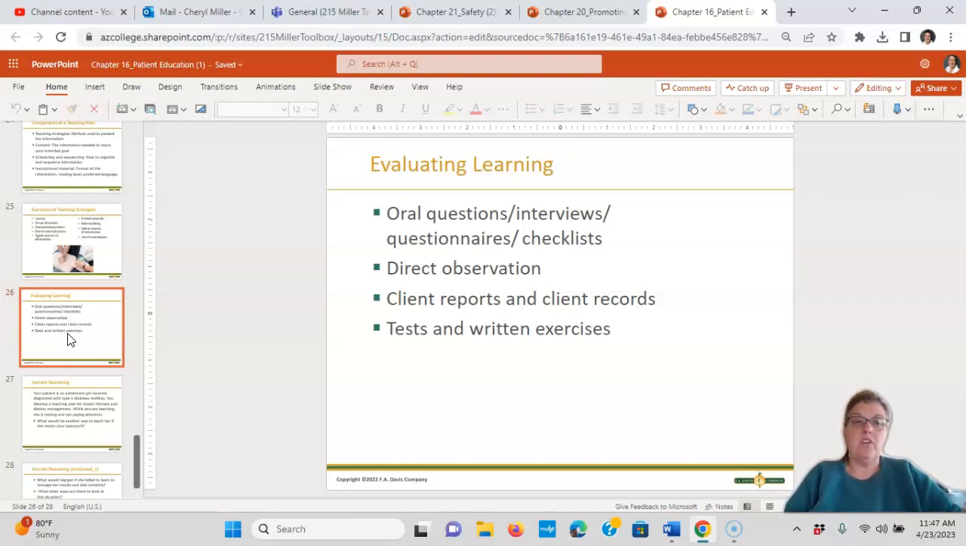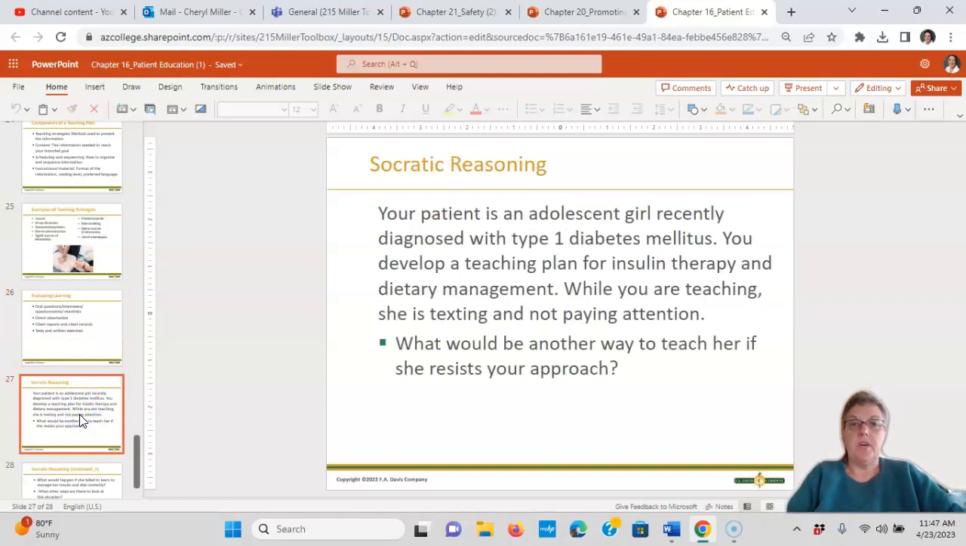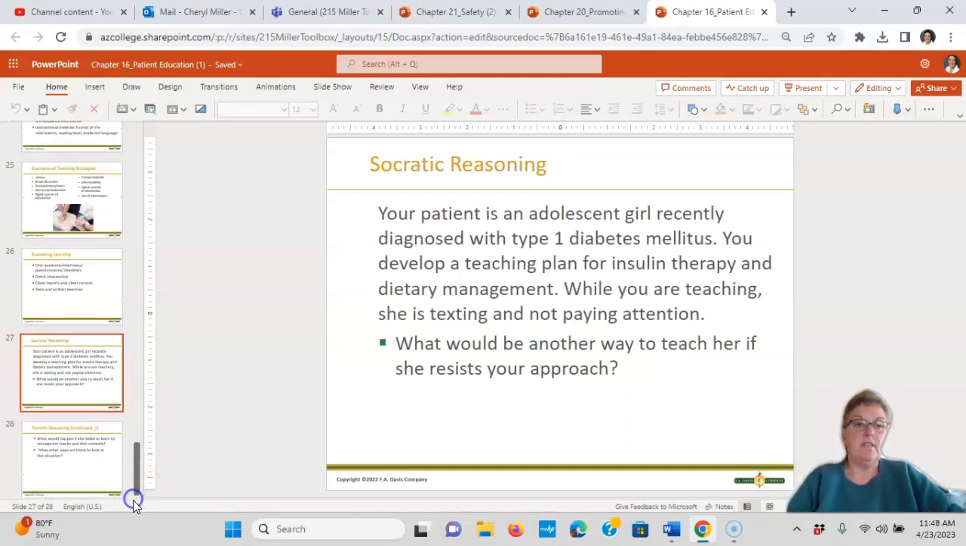So when you have a new diabetic, they're going to eventually just bring their checklist with them. It might be a blood pressure list, it might be a blood glucose list, but we're having them bring back what they need to show us that they know what they're doing. And then tests and written exercises. Occasionally we'll use those as well. So just some Socratic reasoning here.